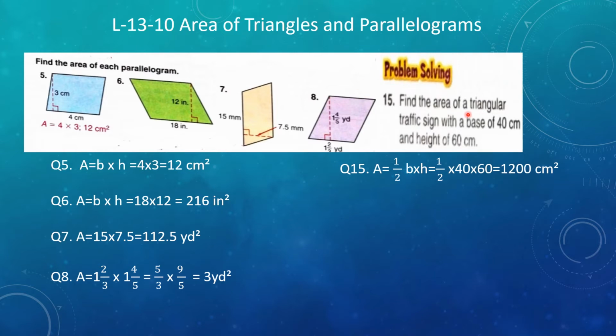A triangular base. Then half base into height. Then you cancel this 2 with this 40, 20 multiplied by 60. What is the answer? 1200 centimeter square. Then how to write: the area of traffic sign is 1200 centimeter square. I think this lesson is very easy.